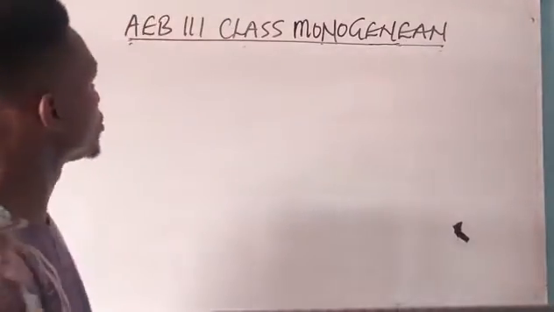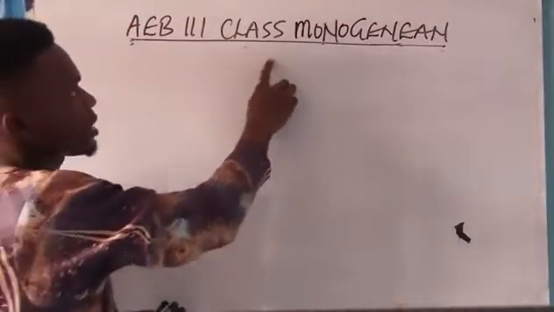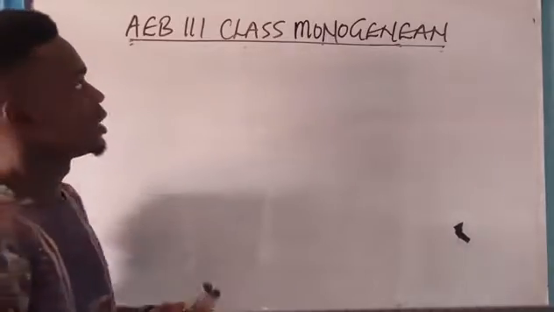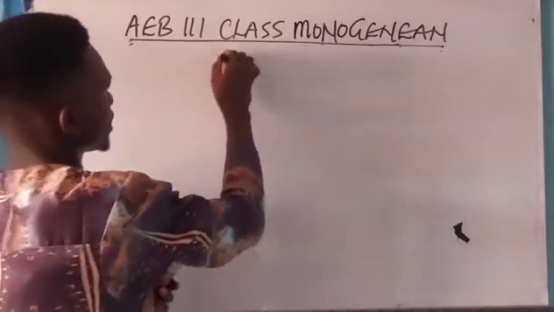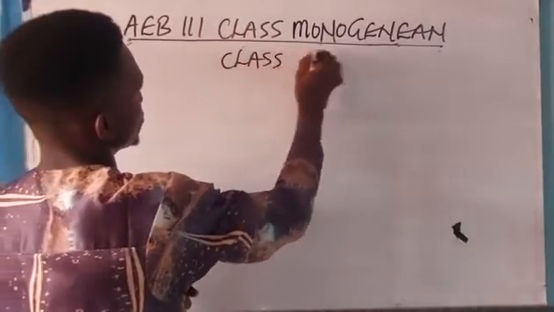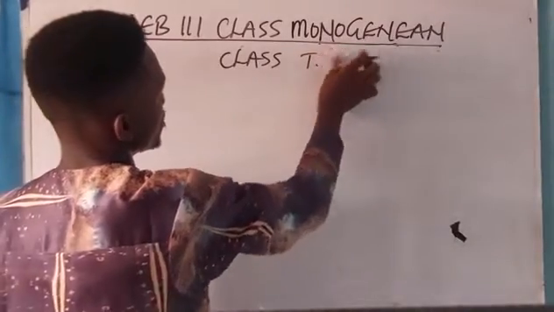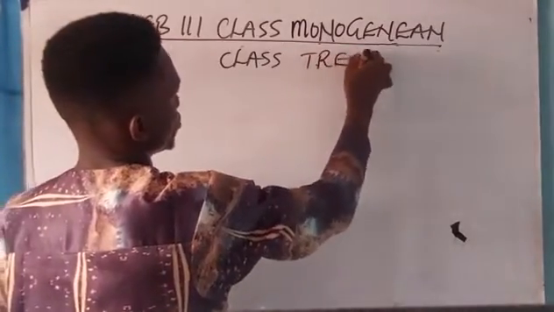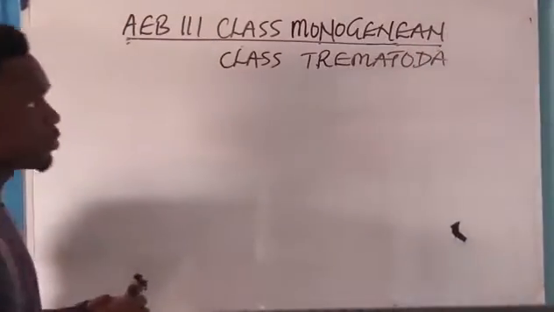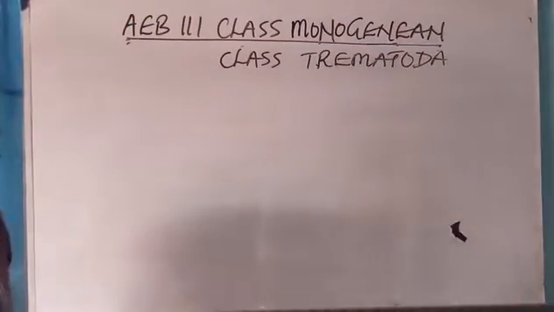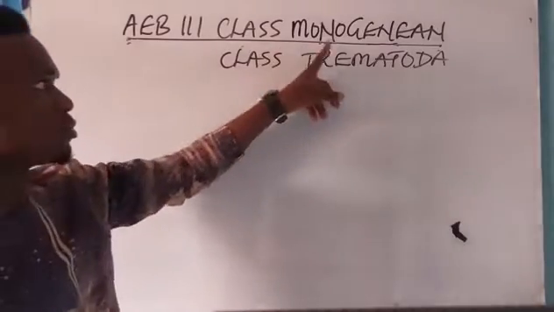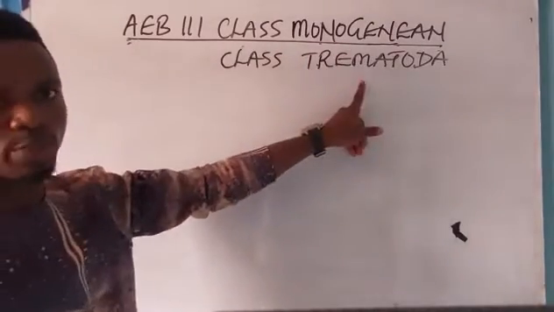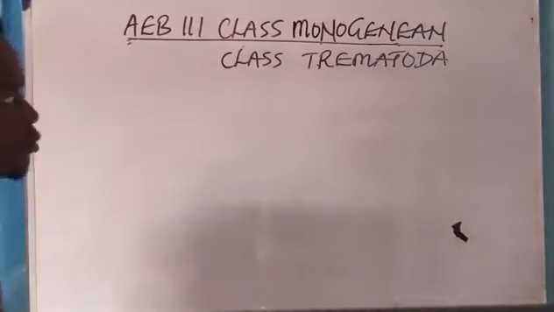In today's video, we'll be discussing a B111 class: Monogenea, okay? Now, it's going to be class Monogenea and class Trematoda. Now, I'm going to start by giving us the similarities between the class Monogenea and the class Trematoda. What do they have in common?